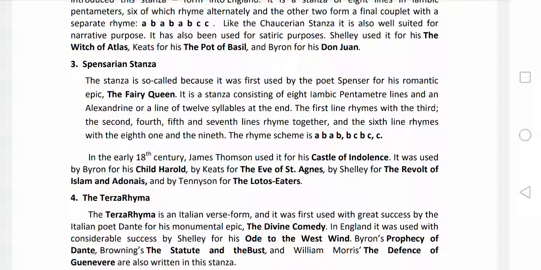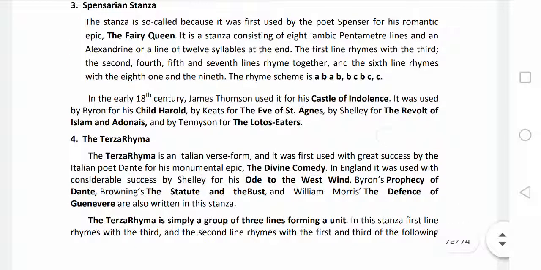The rhyme scheme is ABABBCBCC. In the early 18th century, James Thomson used it for his Castle of Indolence. It was used by Byron for his Childe Harold, by Keats for The Eve of St. Agnes, by Shelley for Revolt of Islam and Adonais, and by Tennyson for The Lotus-Eaters.